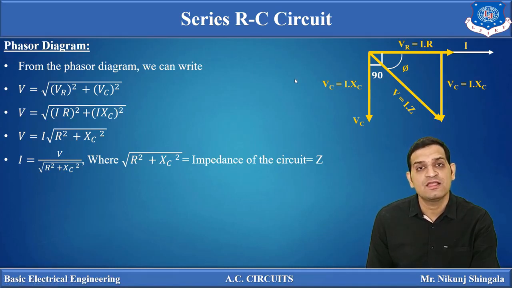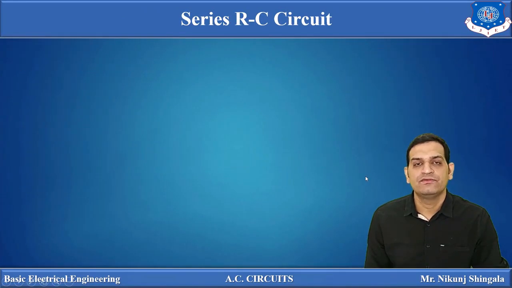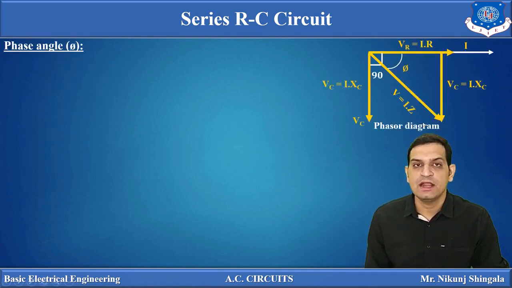Impedance for the series RL circuit that we got in the previous video lecture is Z is equal to square root of R square plus XL square. Now we can write I is equal to V divided by Z. Now let us find the expression for phase angle phi. So to determine the phase angle phi, we have to take the phasor diagram again.